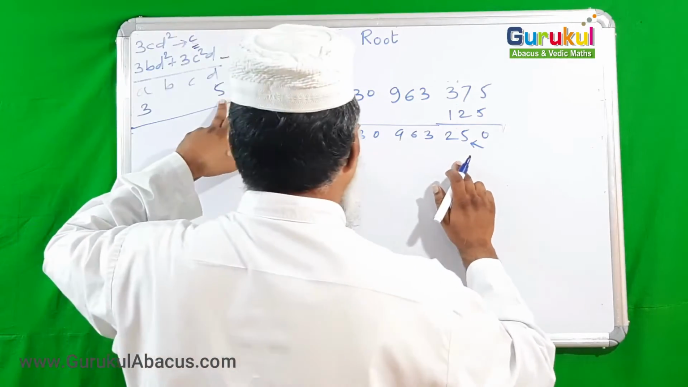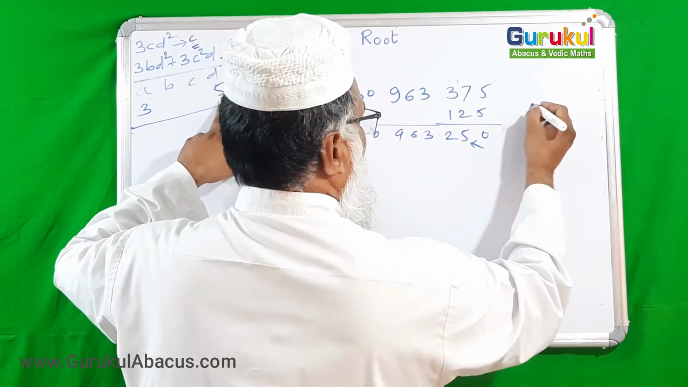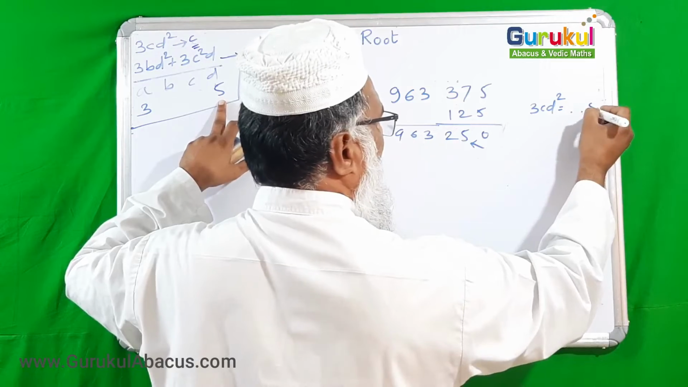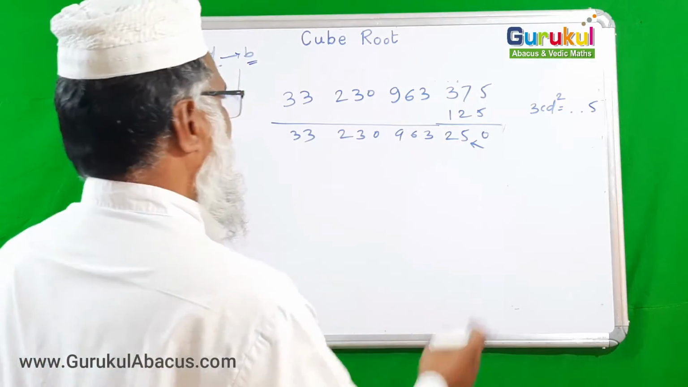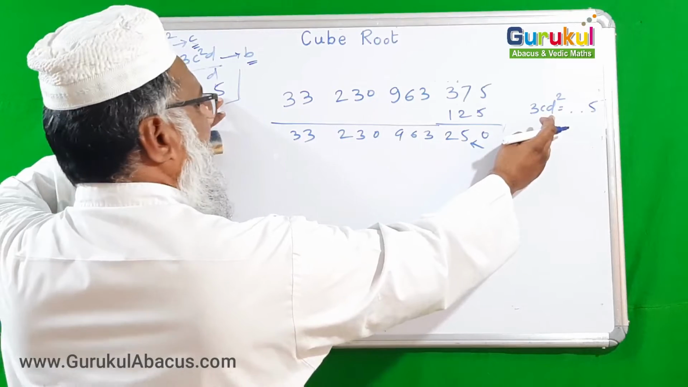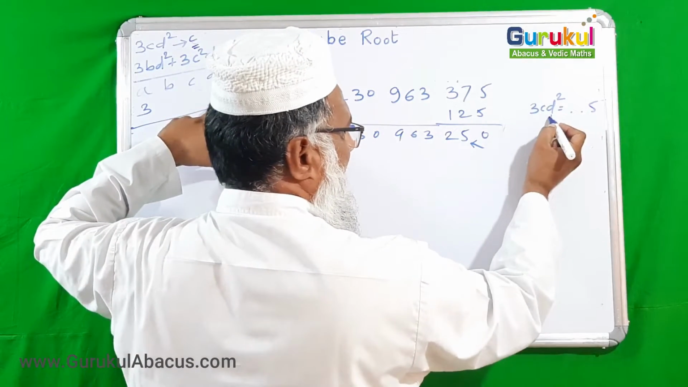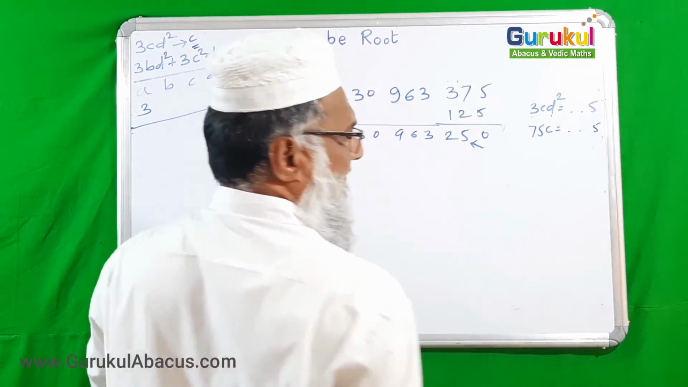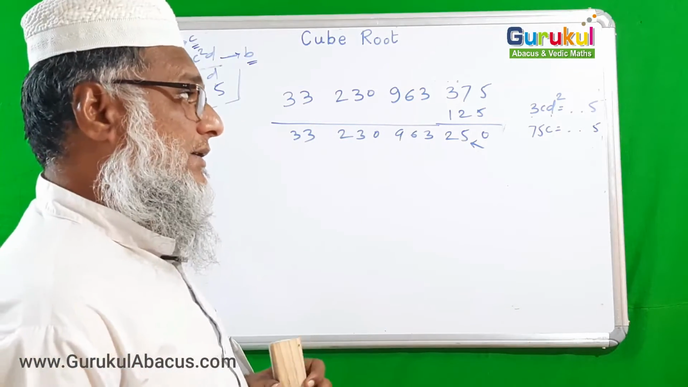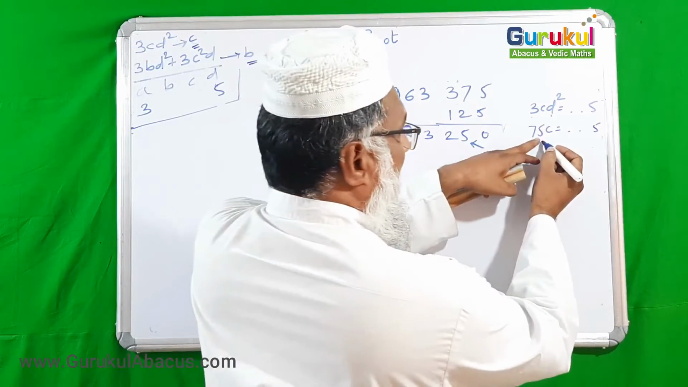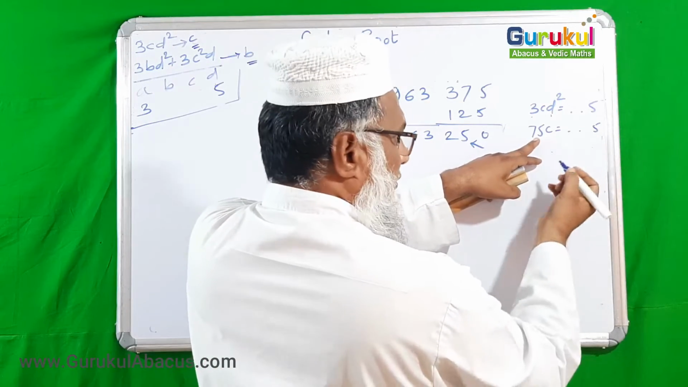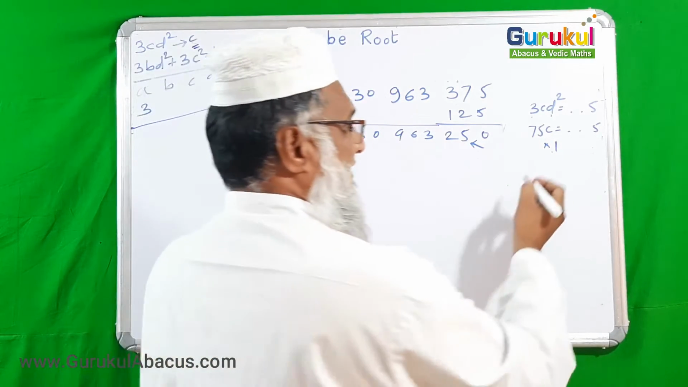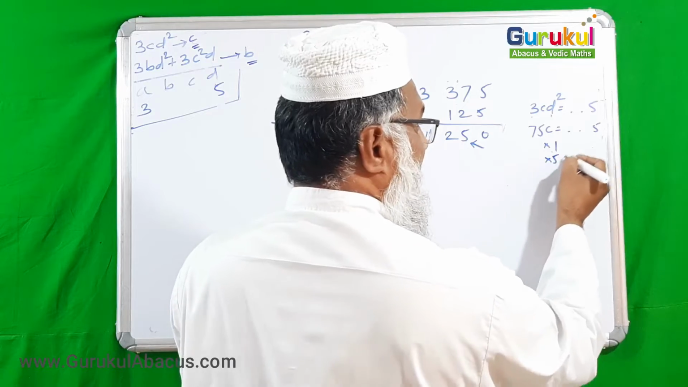It means here we can say that 3CD square is equal to dot dot 5 dot dot 5. Now just add D square to that. 5 5s are 25. 25 3s are 75C is equal to dot dot 5 dot dot 5. Here you can find that 5 ones are 5. So one possibility is 5 ones are 5, and another possibility is 5 5s are 25.